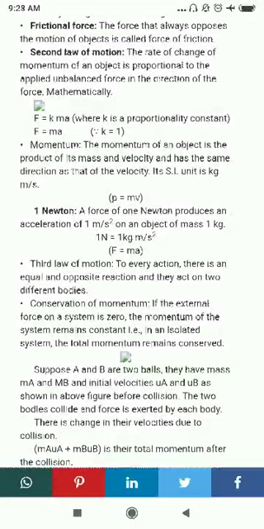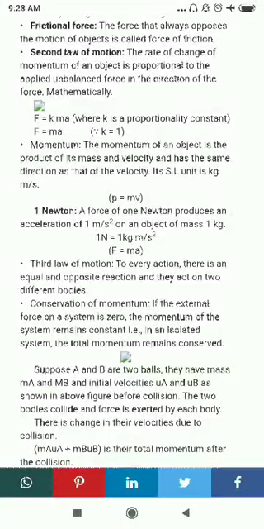Now I am going to discuss the third law of motion. To every action there is an equal and opposite reaction, and they act on two different bodies. This is the third law of motion. Action and reaction are equal.